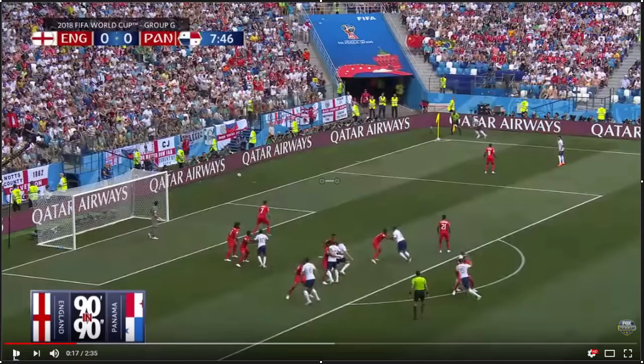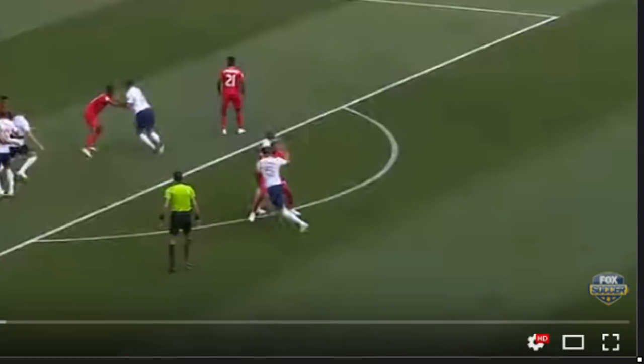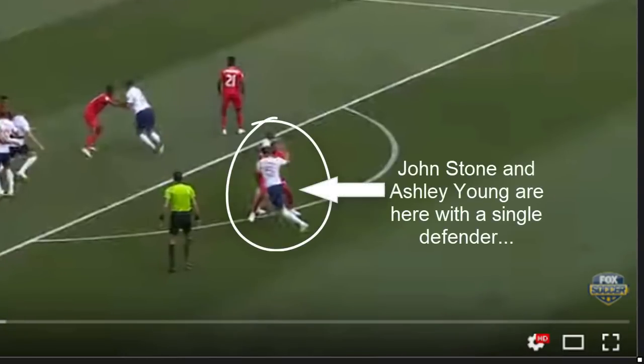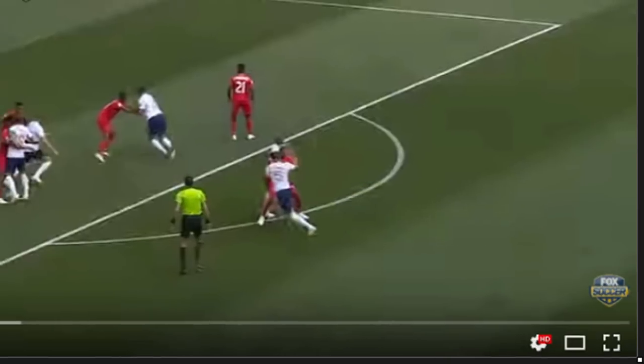Here is a play from England's drubbing of Panama in the group stages. It has a lot of similarities to the NBA example. Setting up the set piece, John Stone will be the goal scorer. He is right here, and he is setting up outside the box next to his teammate Ashley Young. Young's role is to run interference and tie up the defender so that that single defender here is following Stone. He's not ahead of him.